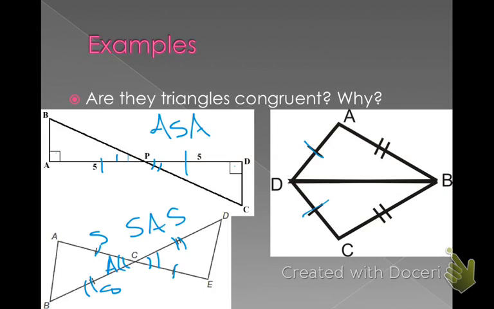Here, we're shown these sets of congruent sides, but then we also have DB, which would be congruent to itself. So this is an example of when we would use the reflexive property.